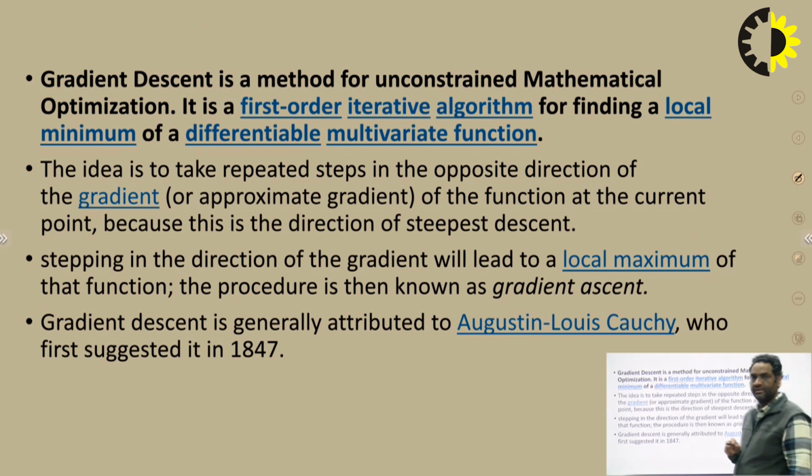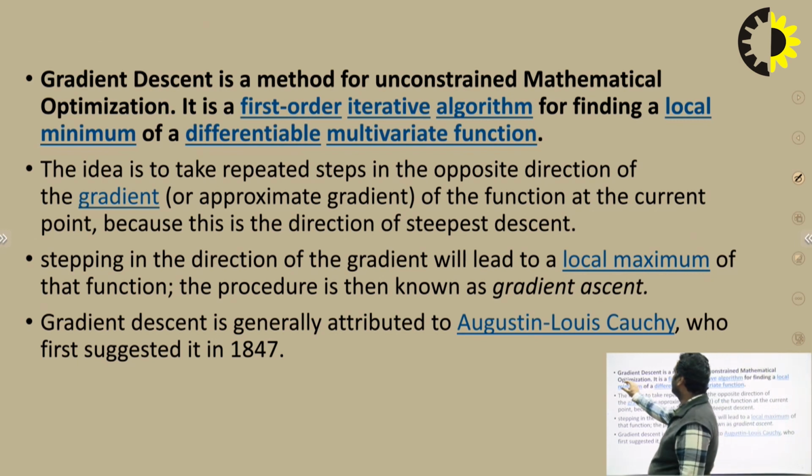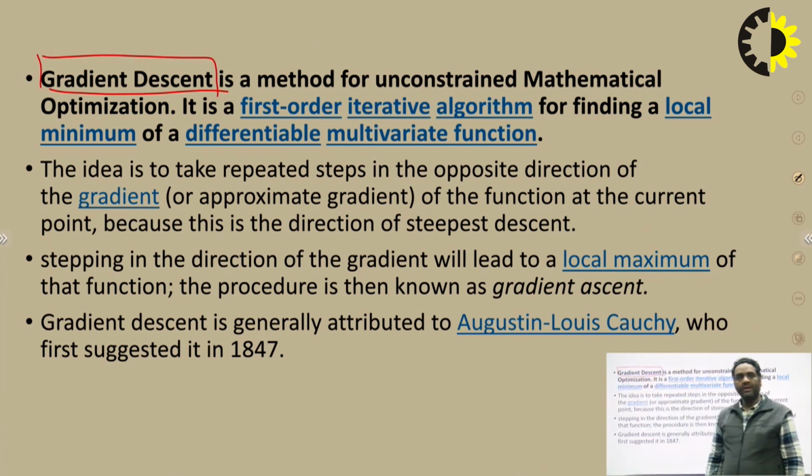Now this is our second topic, that is gradient descent. Till now we have optimized problems in which we have constraints. Now a new topic starts, where we don't have any constraints. So the most popular algorithm is gradient descent.